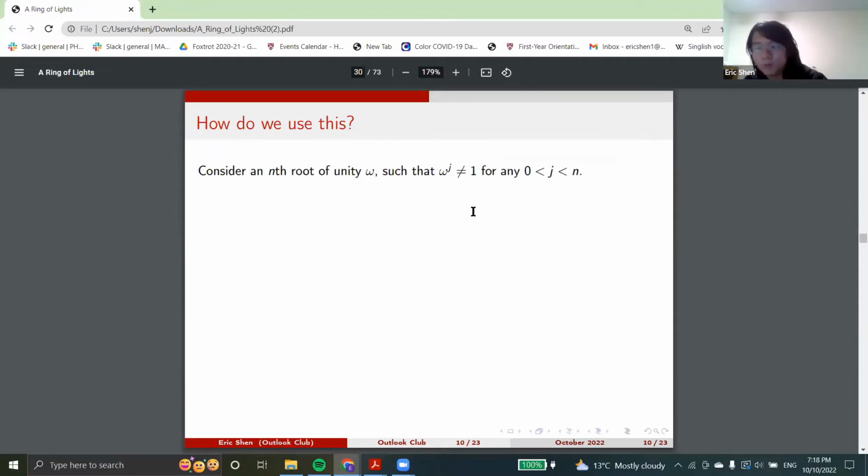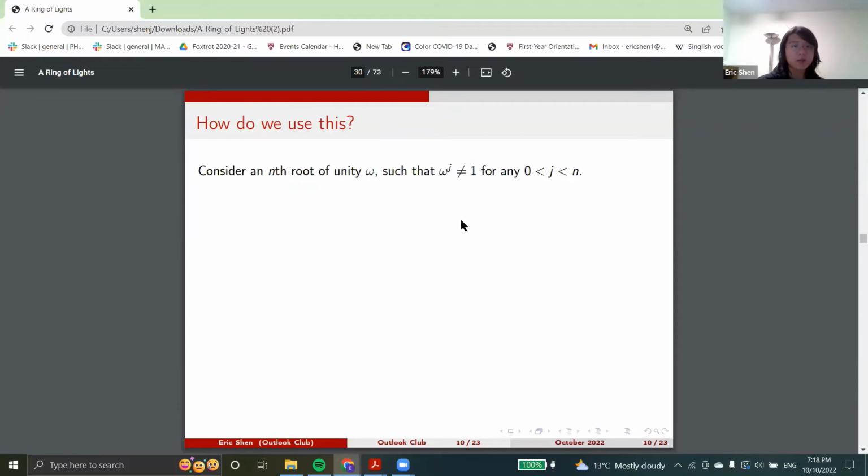Okay, so now why did we talk about all these complex numbers? Let's return to our original question. What was our original question again? It was about the ring of lights, right? N lights in a circle, like a regular polygon, where one of them is lit up and all the other ones are not.